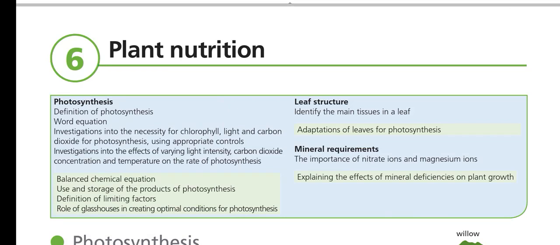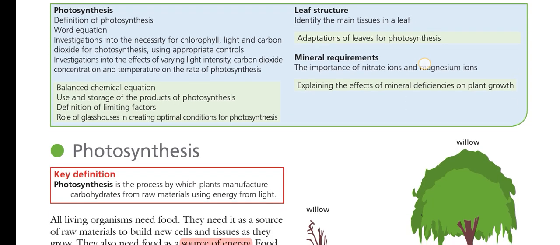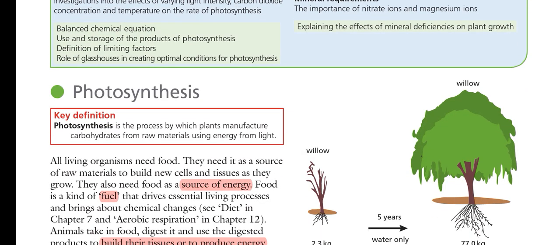Hello students, today we will start plant nutrition, and in this chapter we will discuss how plants get nutrition from different components. For example, photosynthesis is a process that takes place in plants to produce their food. Photosynthesis is the process by which plants manufacture carbohydrates from raw material using energy from the light.